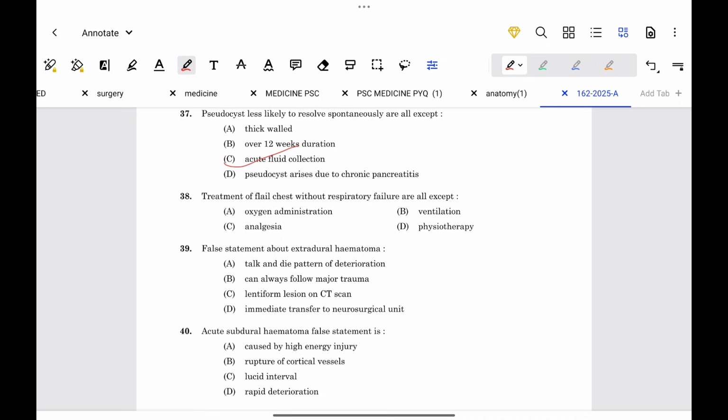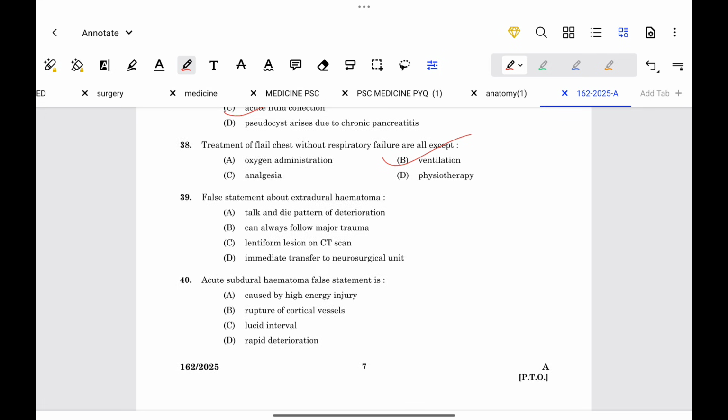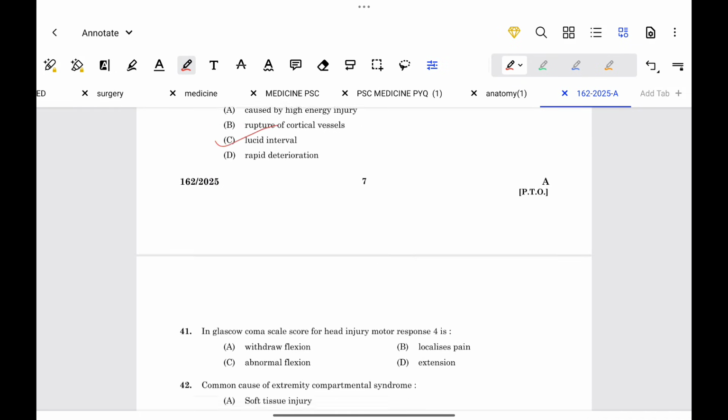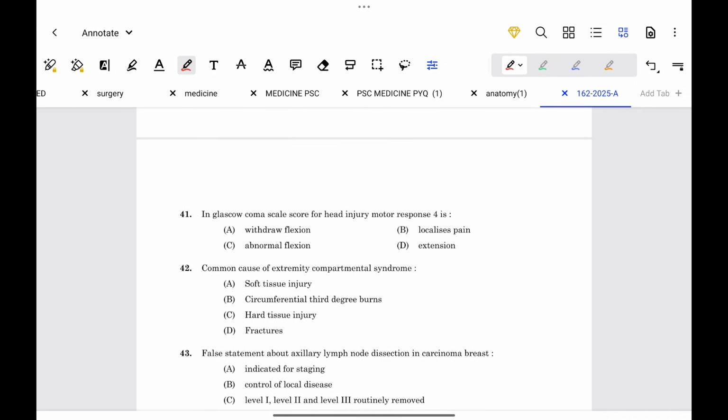Treatment of flail chest without respiratory failure, are all except ventilation. This is also discussed. A false statement about extradural hematoma: it can always follow major trauma. Acute subdural hematoma, false statement is lucid interval. Lucid interval is seen in extradural hematoma. In Glasgow Coma Scale for head injury, motor response 4 is withdrawal flexion.